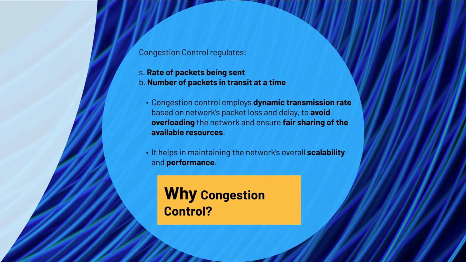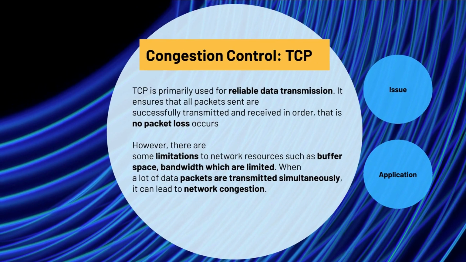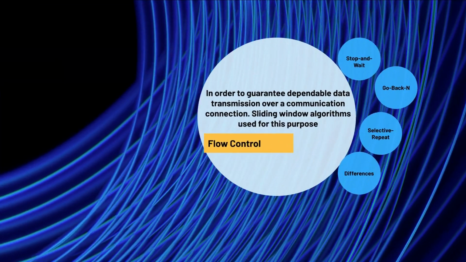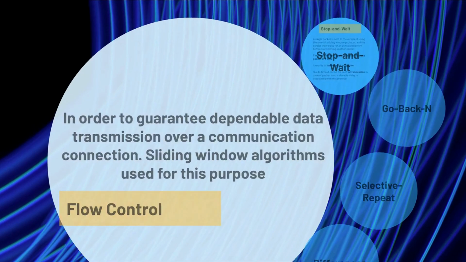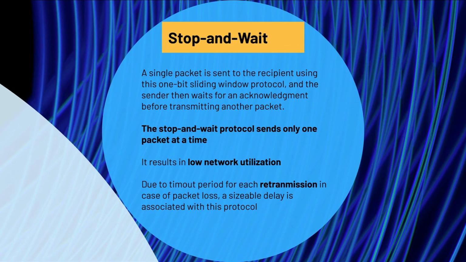Coming up next, we have flow control. In order to guarantee dependable data transmission over a communication connection, sliding window algorithms are used to ensure flow control. Let's look at them one by one. First, we have the stop and wait protocol. A single packet is sent to the recipient using this 1-bit sliding window protocol, and the sender then waits for an acknowledgement before transmitting another packet.